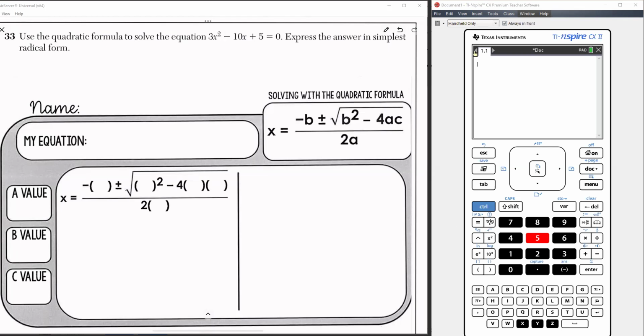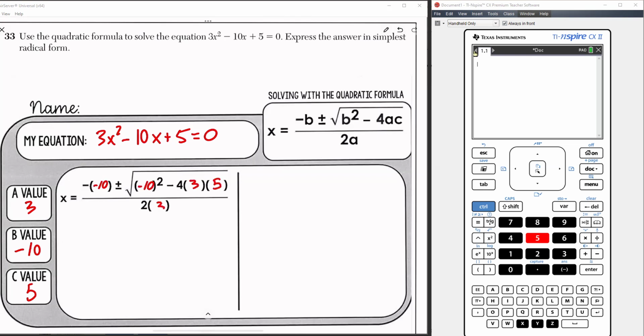So here we go. First thing I like to do is I use this graphic organizer: 3x squared minus 10x plus 5 equals 0. The a value is 3. The b value is a negative 10. The c value is a positive 5. So I'm going to put these numbers in. This is a negative 10 inside. This is 3. This is 5.